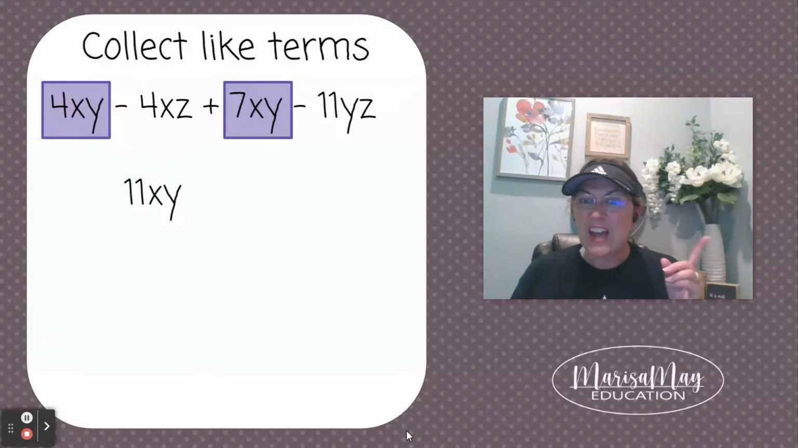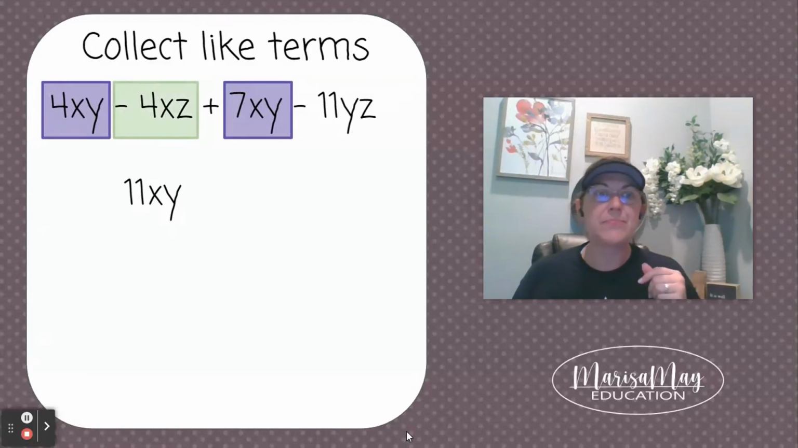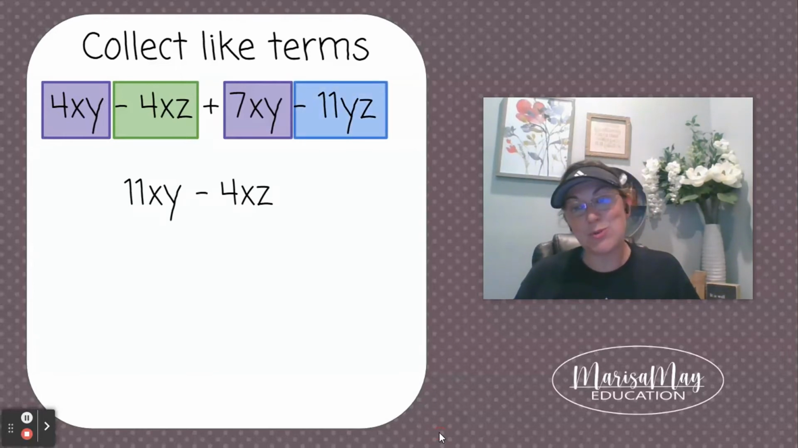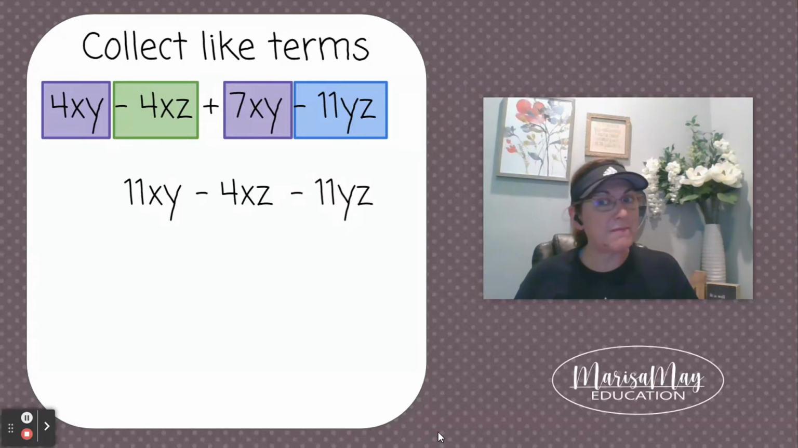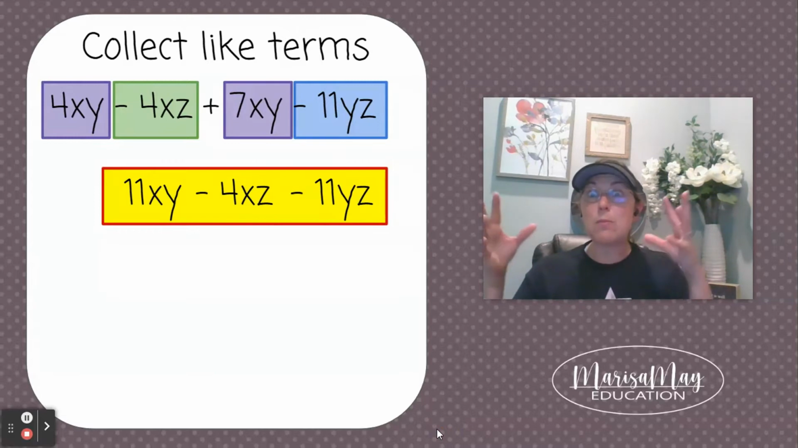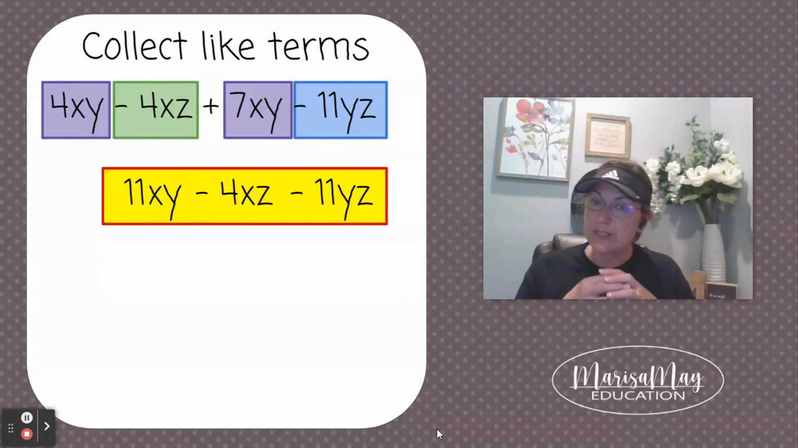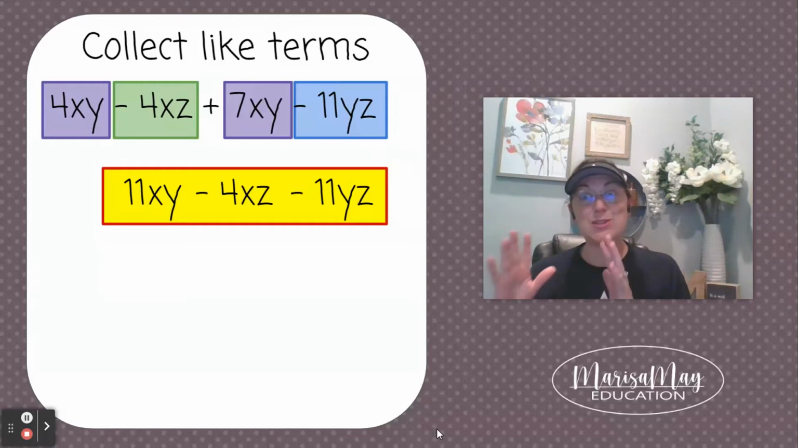Let's see. Negative 4xz doesn't have a like term to go with. So it just becomes part of the solution. I didn't have one to combine it with, so I have to include it as part of the solution. And the same is true with negative 11yz. There's nothing to combine it with, so it becomes part of my answer. And this is what we would say is the answer when we ask you to collect like terms. We combine the terms that are alike, same variable, same exponents, and we don't combine those that are not alike. We just include them as part of the answer.